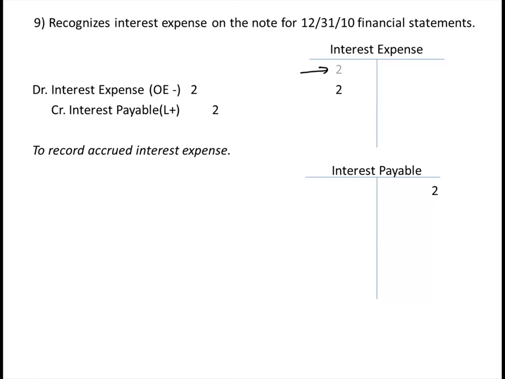What does this mean? This means that for the duration of this loan, every December 31st, we're going to do this exact same journal entry, and every June 30th, we're going to do the exact same journal entry we did before with the debit to the payable, the debit to the expense, and the credit to cash.